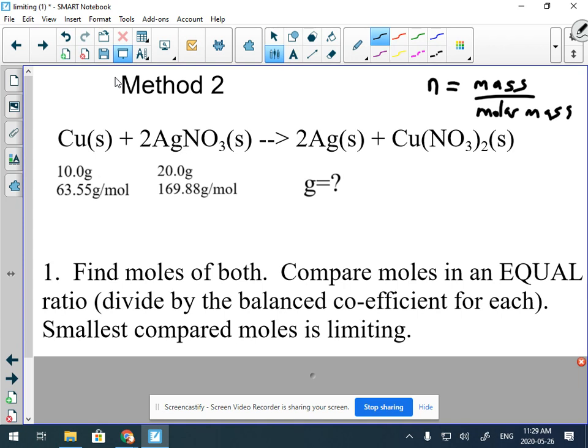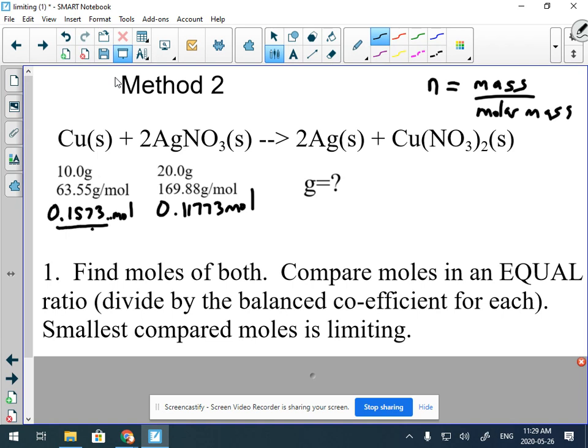Now, you'll see I already calculated the molar mass for both of these substances. So I'm going to go 10 divided by 63.55, and I get 0.1573 mole, and then 20 divided by 169.88, and I get 0.11773 mole. Now, I need to do one more step and compare these moles fairly. All we've done is get to the point that we were at in the last lesson, where now we have moles to compare.